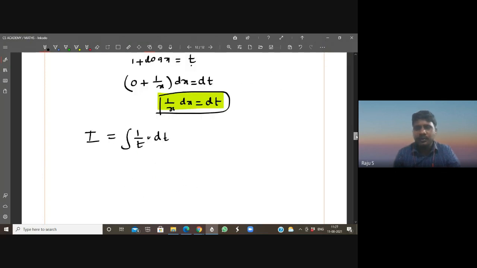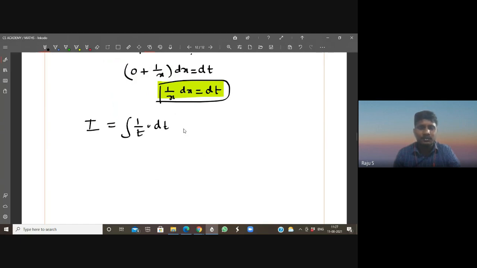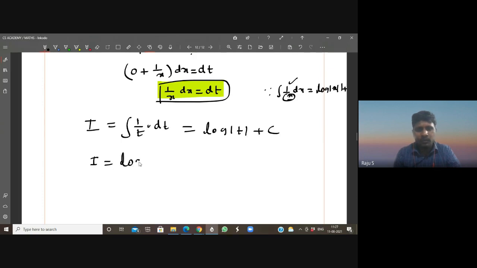Now, it is in the form of 1 by x dx. What is the formula for integral 1 by x dx? Log t. Yes. See here, the derivative of x is 1, so log of f of x, log of the denominator. So here, the derivative of t with respect to t is 1. Log mod t. But the answer should be in terms of x. What is t at last? T is 1 plus log x.